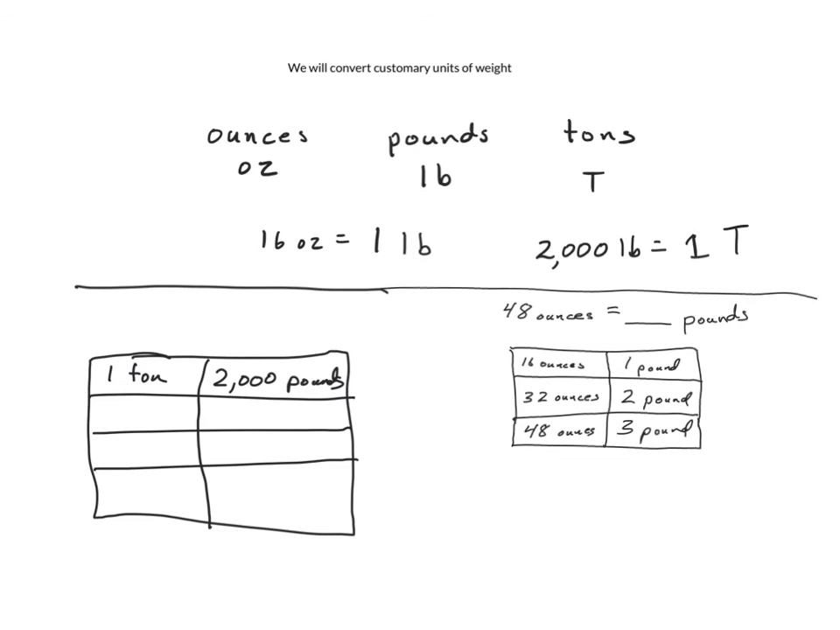So if I was going to convert tons to pounds, I could just extend the pattern out on a chart like this. So 1 ton, on the ton side we could do 2 tons, 3 tons, 4 tons, and if 1 ton's 2,000, 2 tons is going to be 2,000 plus 2,000, which is 4,000 pounds. And then 3 tons would be 6,000 pounds. So that's how we use a chart to convert customary units of weight.